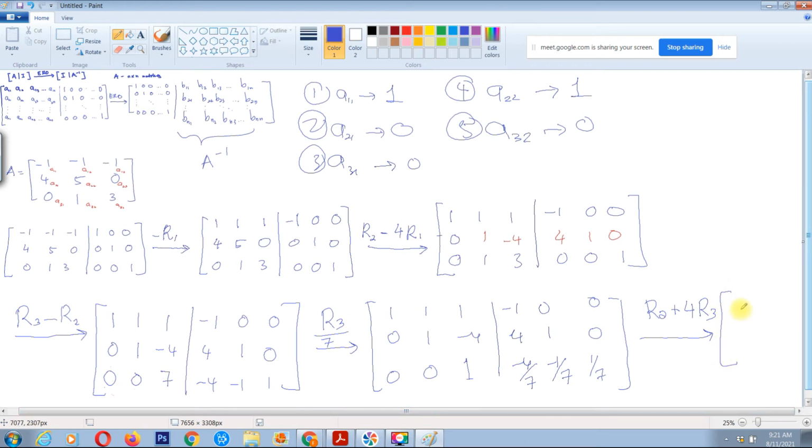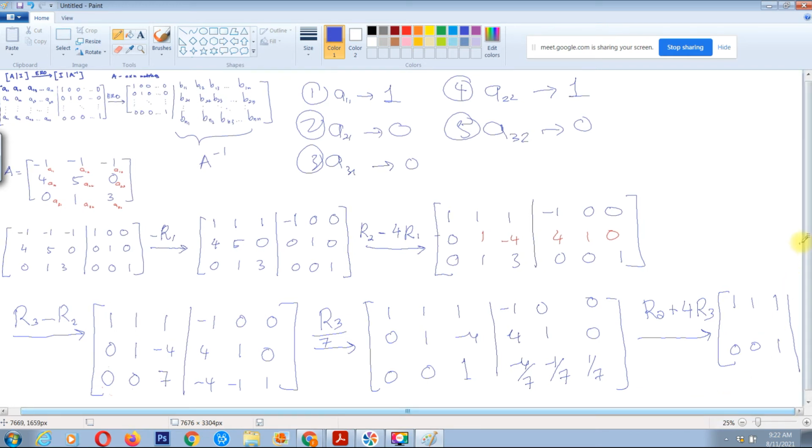First thing first, we want to change R2. The other rows we just copy and paste. 0, 0, 1.